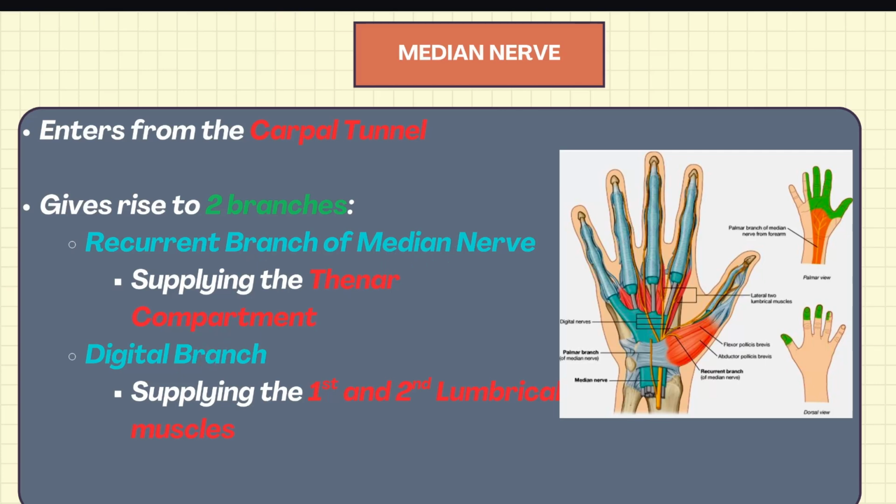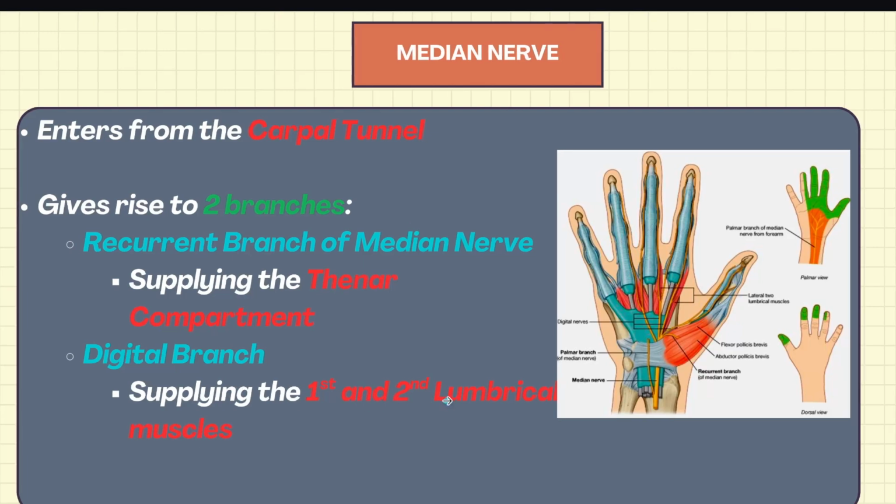The recurrent branch of the median nerve is going to supply the thenar compartments. Now you might be confused about the digital branch, because in the lecture it was mentioned as a more proximal branch. However, I searched it up and it was the digital branch. And I think it's important to know why it's a digital branch, and you'll just know why later. The digital branch supplies the first and the second lumbrical muscles.